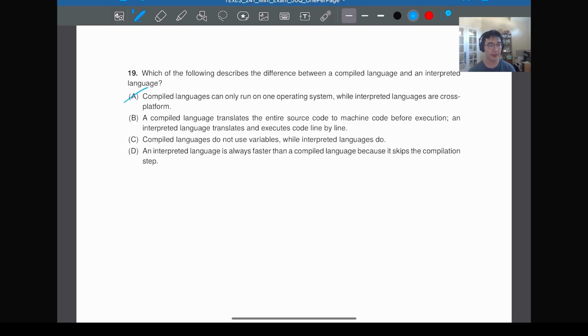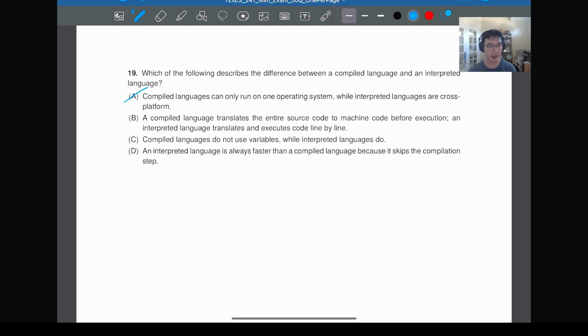B, a compiled language translates the entire source code to machine code before execution. An interpreted language translates and executes code line by line. Now, what if you didn't know anything about this? You might leave that up, right? You might just say, it could be right, might not be right. Let's leave it up for now.